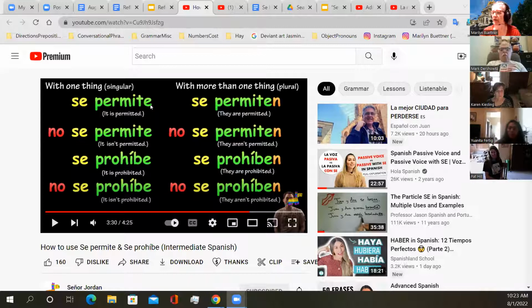And notice that there are two forms. It'll either be third, but it's always third person. Okay. This is never expressed as a yo. It is never expressed as a nosotros. It is never expressed as a tú thing. So the verb is always in an él, ella, usted, third person singular, or ellos, ellas, ustedes, plural. Se permite or se permiten. Se prohíbe or se prohíben.